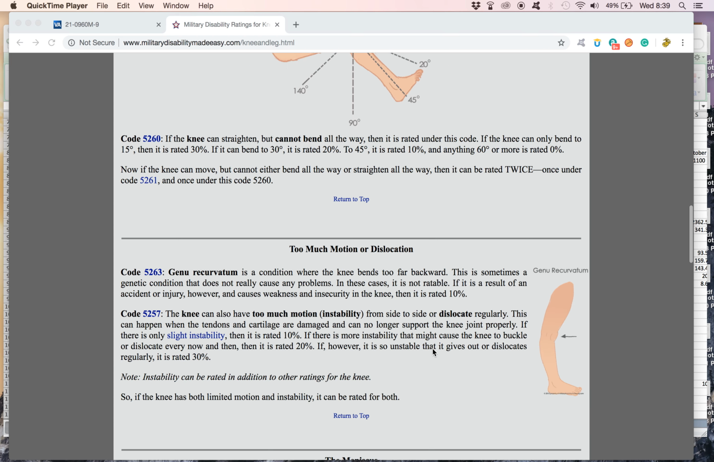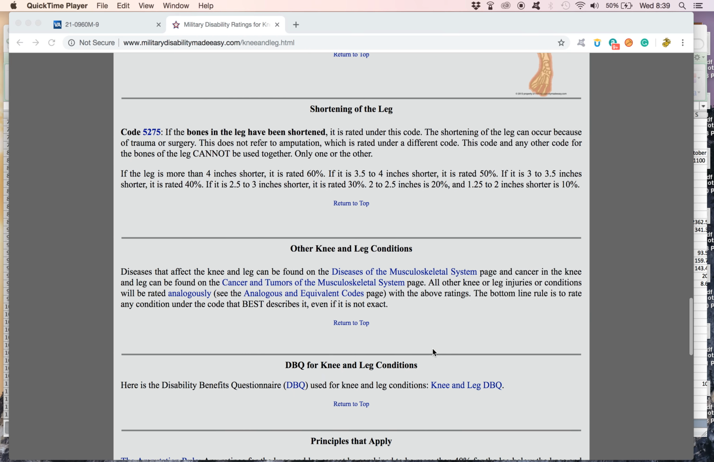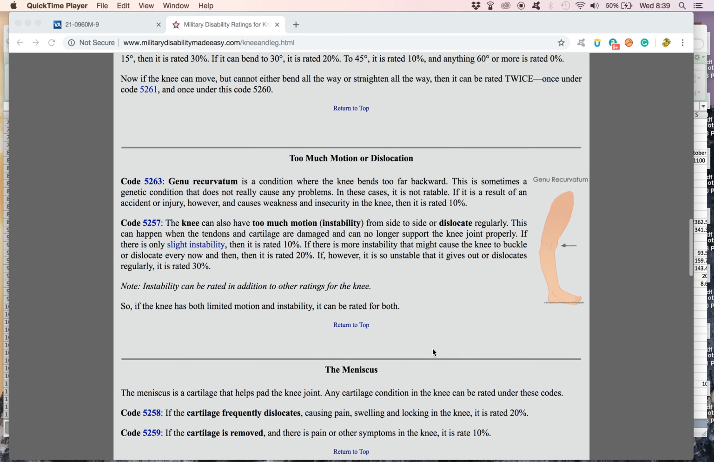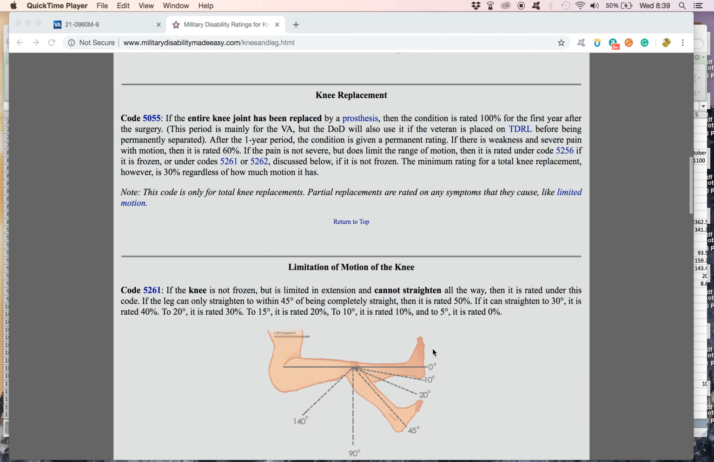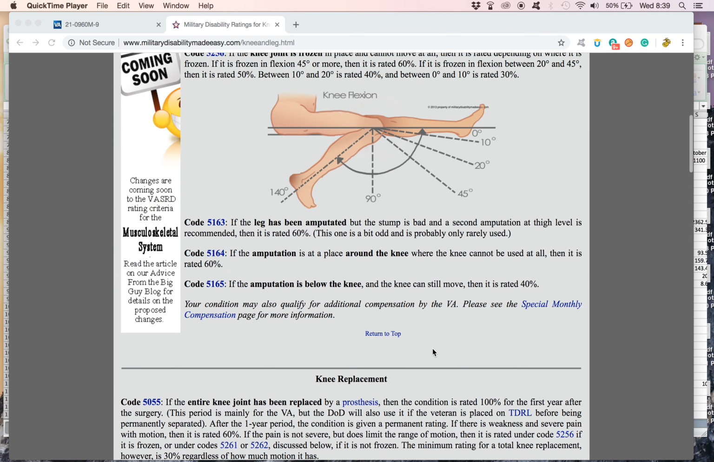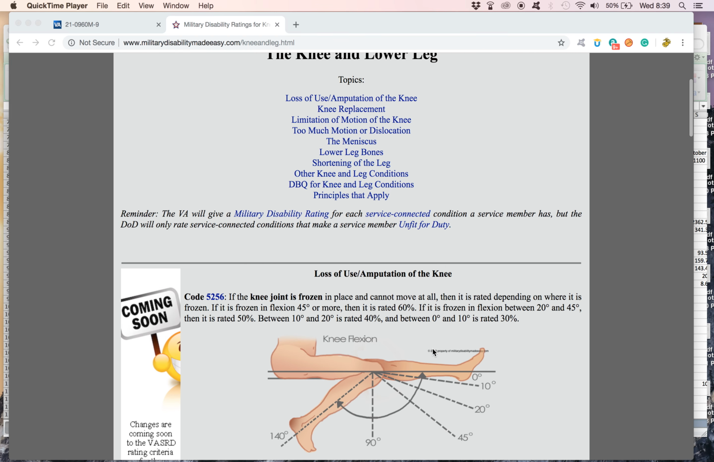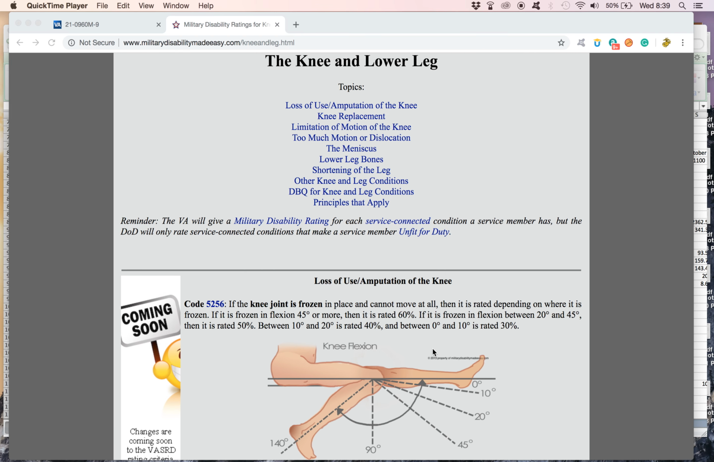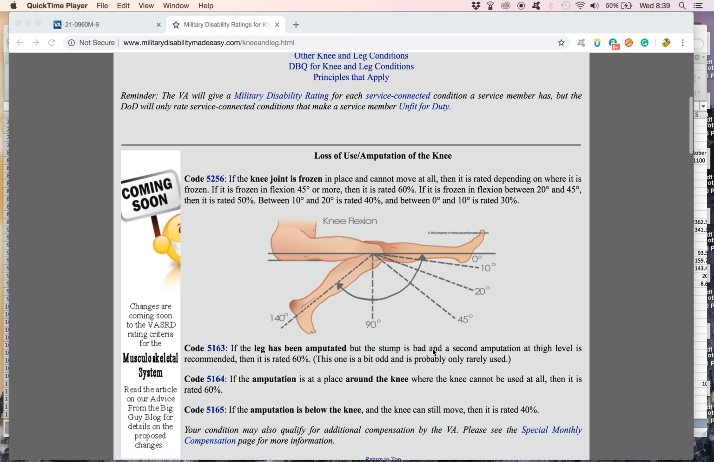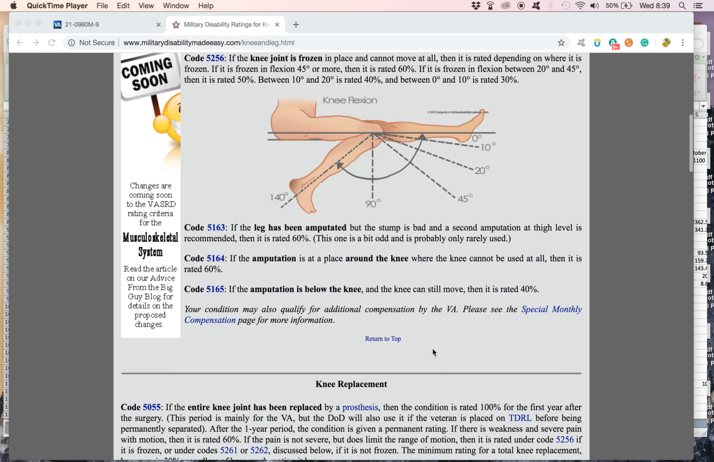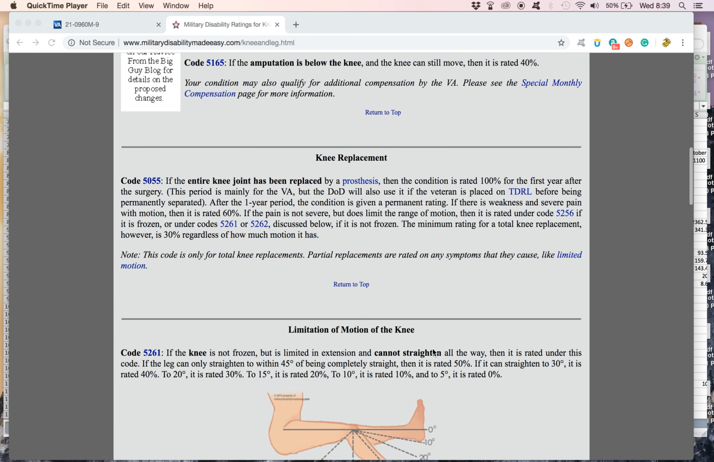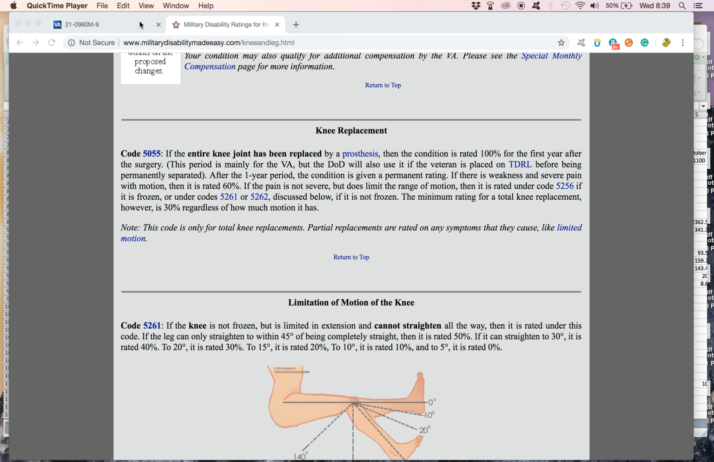Now, if you have instability of the knee, that is where you are a fall risk. So you tend to fall. That is another rating. And I want to show you where on the DBQ that would be explained.